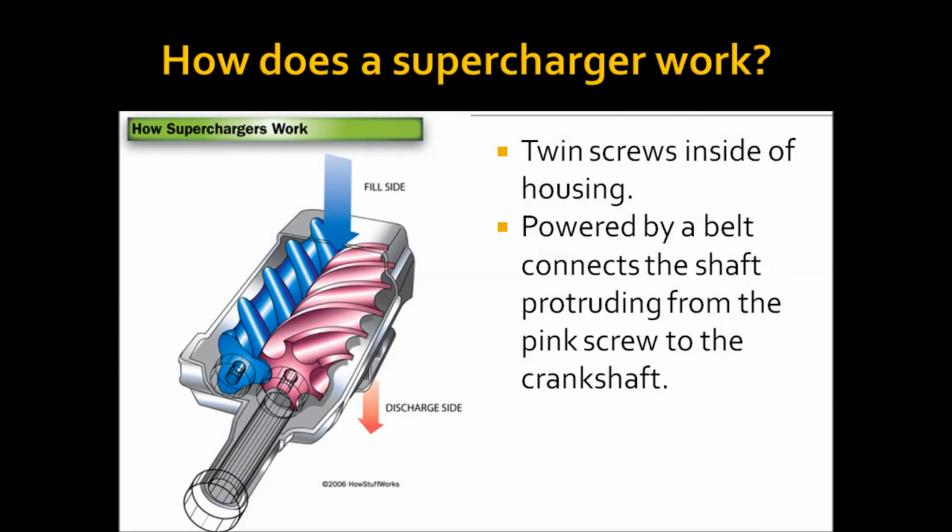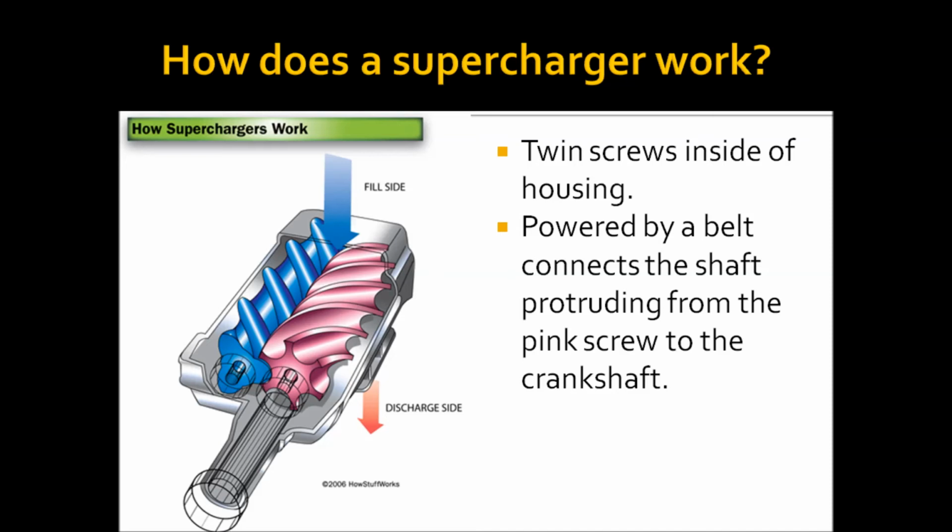And now, we move on to the inner workings of a supercharger. There are a few different types of superchargers, but the screw-type supercharger pictured on the slide is by far the most common and popular for street use. As the diagram shows, typically there are two screws housed inside the supercharger.